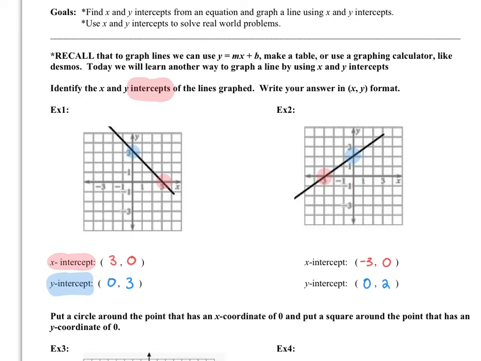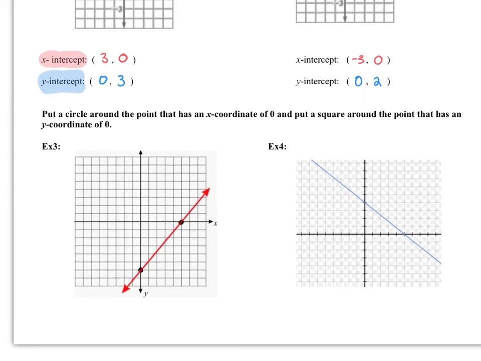And so what's interesting here is that for x and y intercepts, the opposite coordinate is 0. So for the x-intercept, the y-coordinate is 0, and for the y-intercept, the x-coordinate is 0. That's going to help us later when we try to find intercepts from an equation.